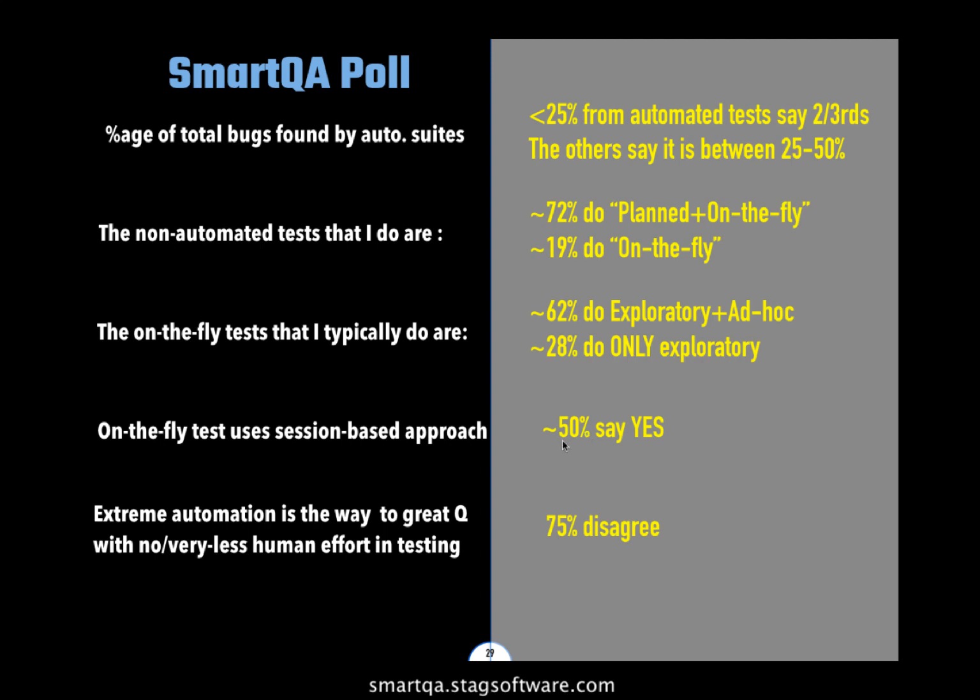And lastly, we asked an opinion question. Is extreme automation the way to great quality with hopefully less or no human effort in testing? It's interesting that about 3/4 of them disagreed. So there is possibly a need for human intellect to deliver great quality.